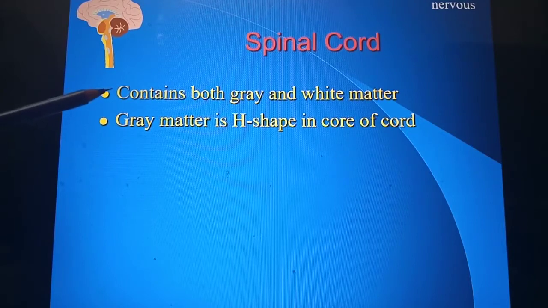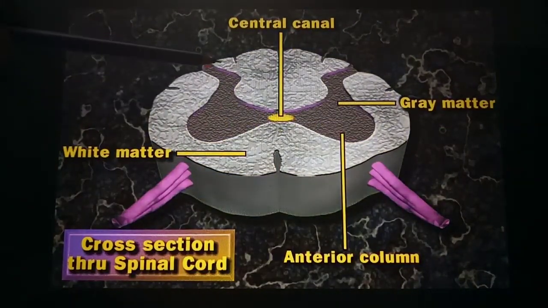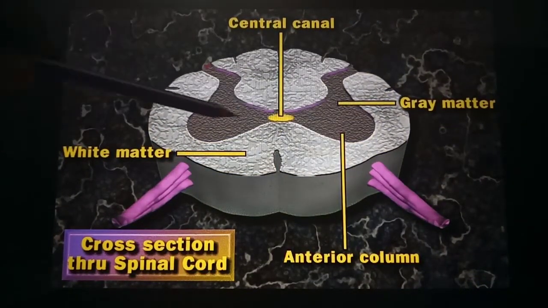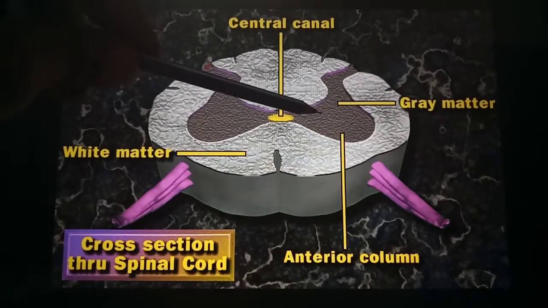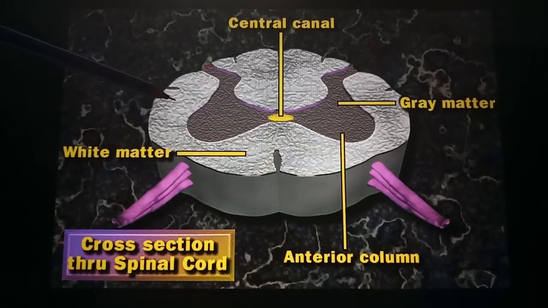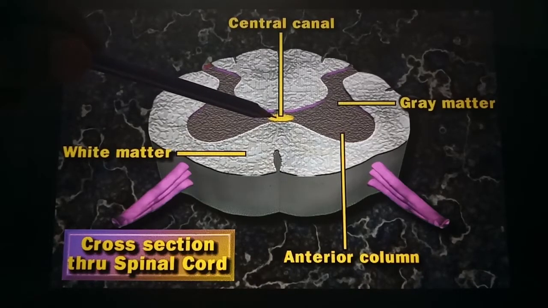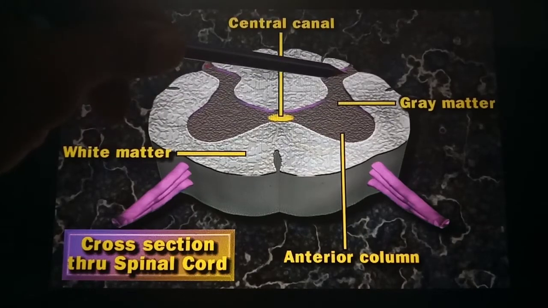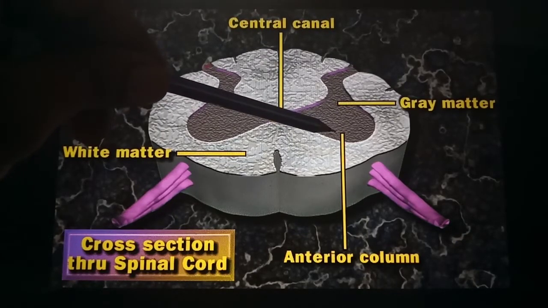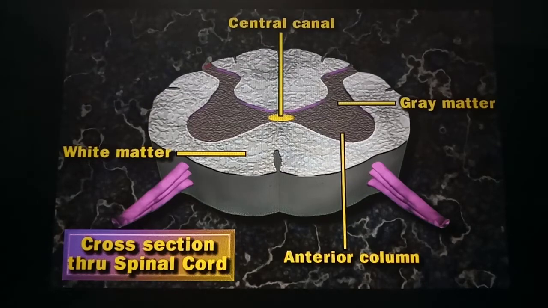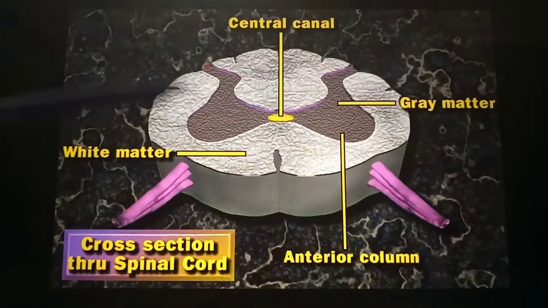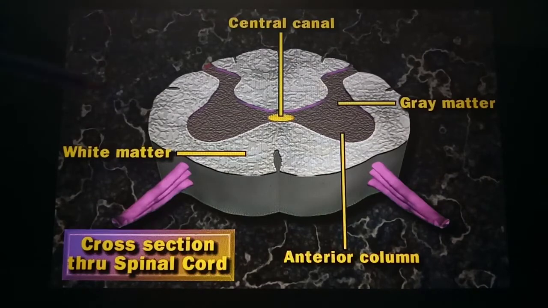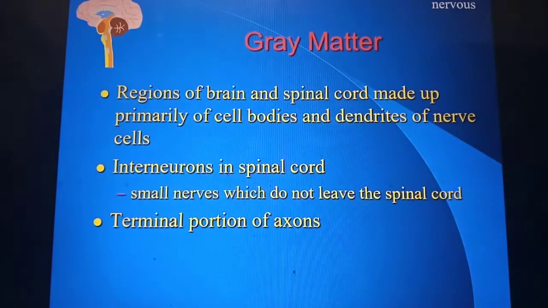So it contains both gray matter and white matter. Gray matter is the H-shaped part which is present in the cord. You can see this is the H-shaped part. That's the gray matter. You can see the color differentiation between gray matter and white matter. The central part is the central canal, this part is the anterior column, and that is the posterior column. So the anterior horn cell and posterior horn cell are present here. They are also very important because they have a lot of functions which we'll see later.